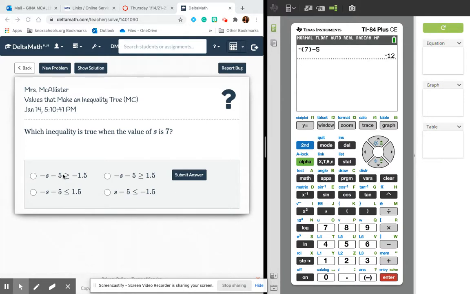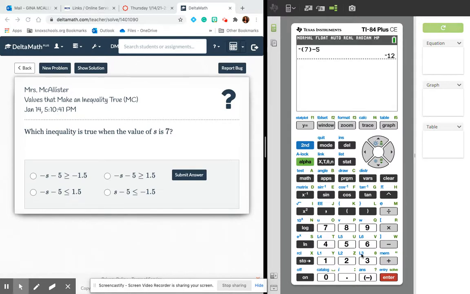Is negative 12 greater than or equal to negative 1.5? No, it's actually less than negative 1.5. So we're going to try the next one. I guess we'll go down to negative S minus 5 is less than or equal to 1.5.